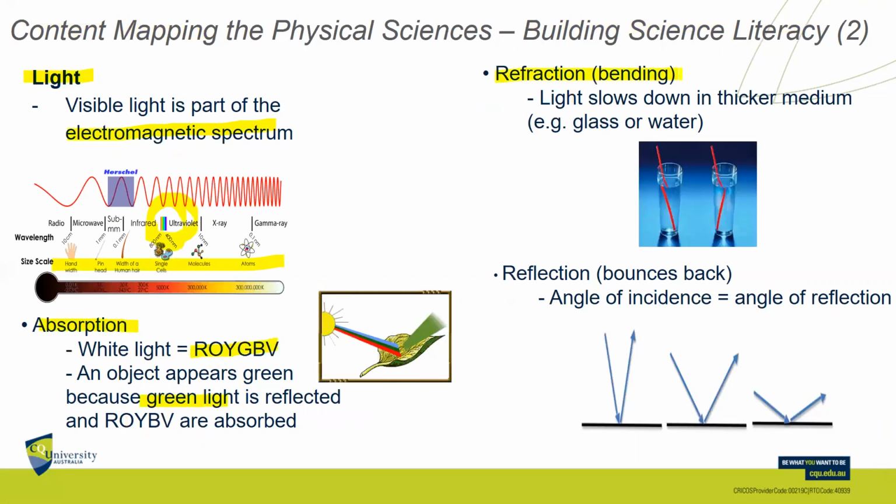Refraction. Light bends. It slows down in a thicker medium like glass or water. Why does it do that? Kids have fun explaining that one. Reflection. It bounces back. Light can hit a surface, okay, and the angle of incidence is the angle of reflection. This little angle down here.